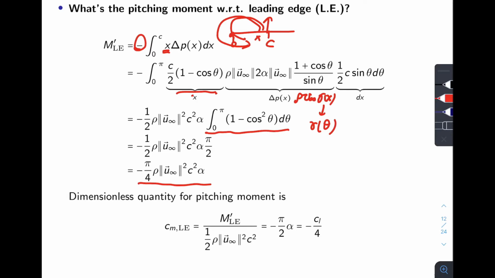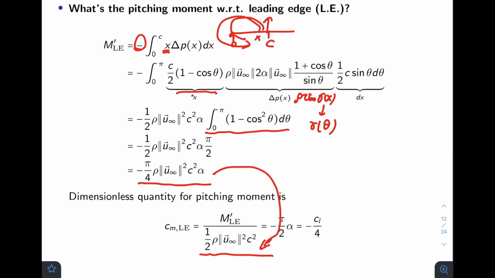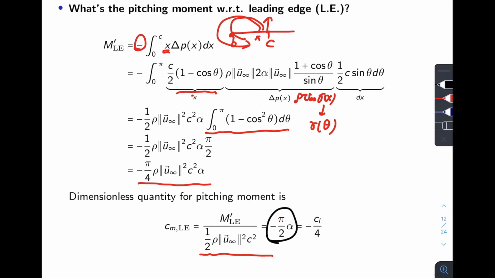If I want to compute the dimensionless quantity for pitching moment, that would be dividing by 1 over 2 rho u infinity squared times c squared. Okay, not just times c, but times c squared, because for pitching moment, we were computing the moment, so there has to be another length unit over there. So if you do that, and use the expression to divide by the denominator, you will end up with this: minus pi over 2 alpha.